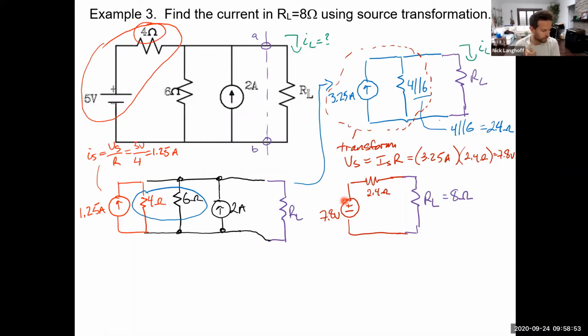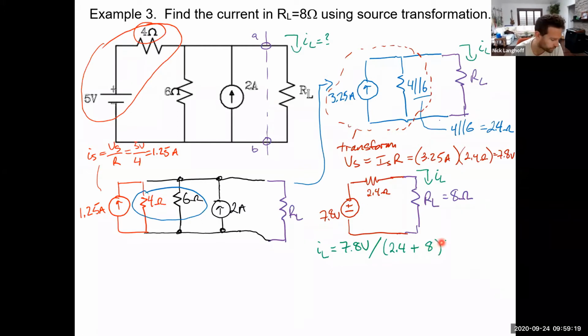Okay, now we've been asked to find IL. And so that's straightforward enough. IL is just that 7.8 volts divided by, in this case, 2.4 ohms plus RL, right? The voltage divided by the total resistance, or in this case, it's 8 ohms, which would be 0.75 amps. So here's the answer, right? There's the answer to the load current.